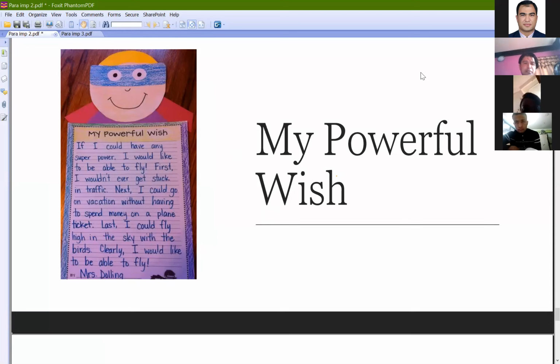If I could have any superpower, I would like to be able to fly. Why? First, I wouldn't ever get stuck in traffic. Then what is the next reason? I could go on vacation without having to spend money on a plane ticket. And finally, why would I like to fly if I ever get a superpower? Lastly, I could fly high in the sky with the birds. So that's why.